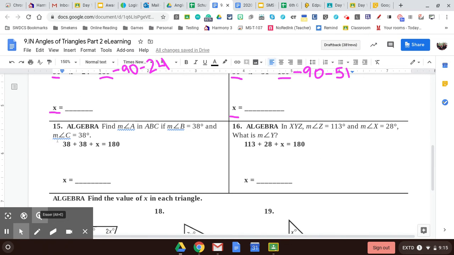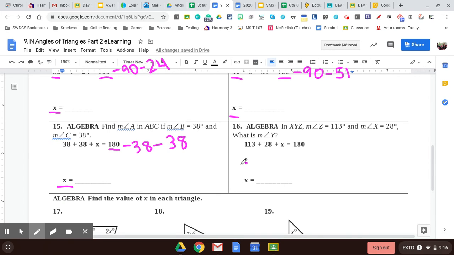Okay, these next two, I have it kind of as you would see it in algebra, maybe next year, some of you in math, pre-algebra. It says find m, the angle of A, if in triangle ABC, m, the angle of B is equal to 38 degrees, and m, the angle of C is 38 degrees. So I have one that's 38 and 38, and x, that's what I'm trying to solve for. I start with 180, I take 180 minus 38, minus the other 38 to give me x. So what is x?